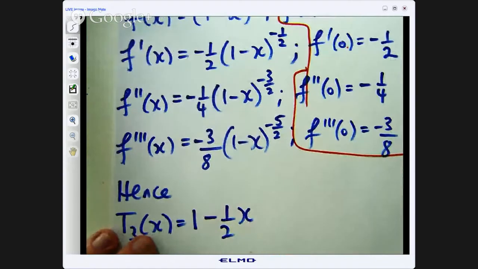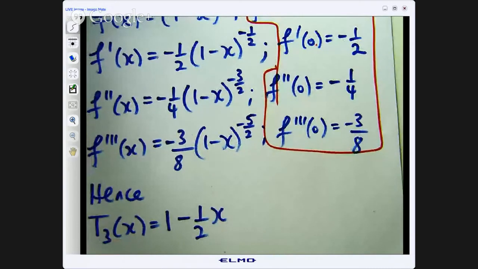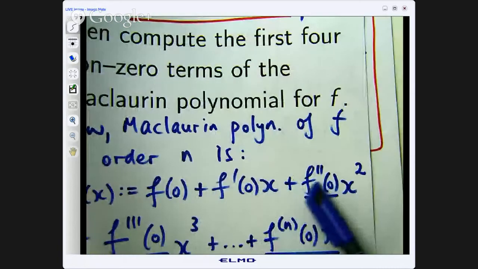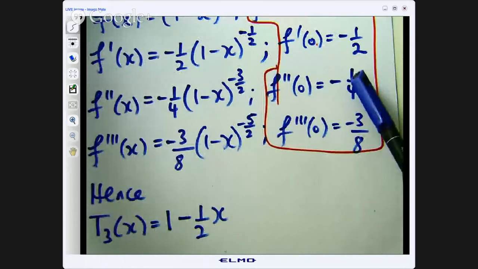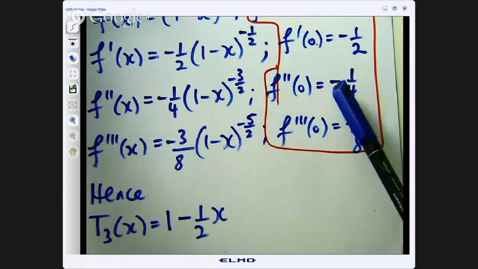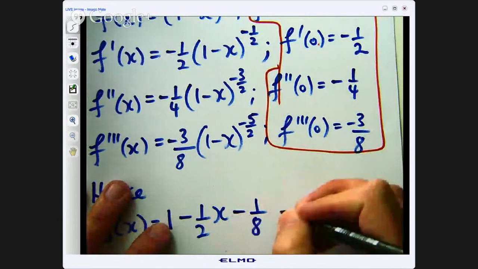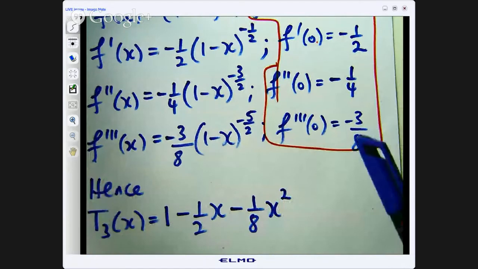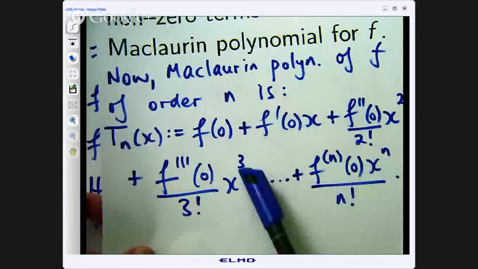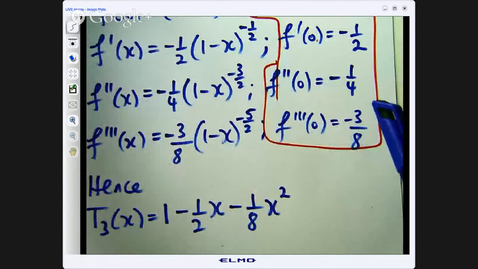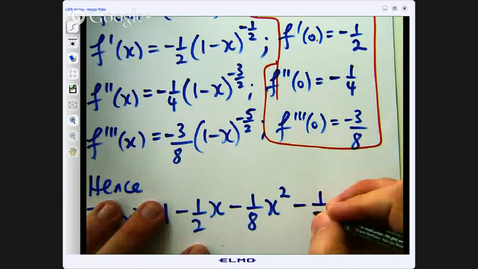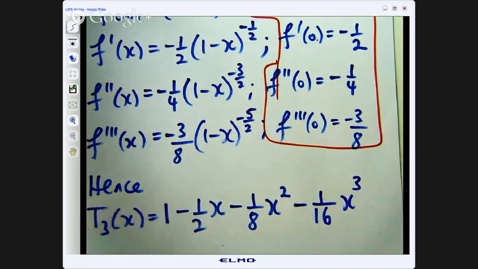-1/2 x. All right, and then we've got this here, so f double dash of 0 over 2 factorial, so that'll just be 2. So the coefficient will be -1/4 times 1/2, which is -1/8 x squared. And the final one is down here, we've got the third derivative at 0 divided by 3 factorial. Now 3 factorial is 3 times 2 times 1, which is 6. So I've got negative 3/8 times a sixth. So you're going to get negative 1/16 x cubed.